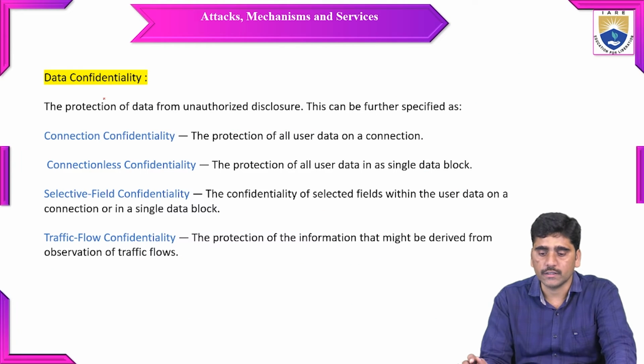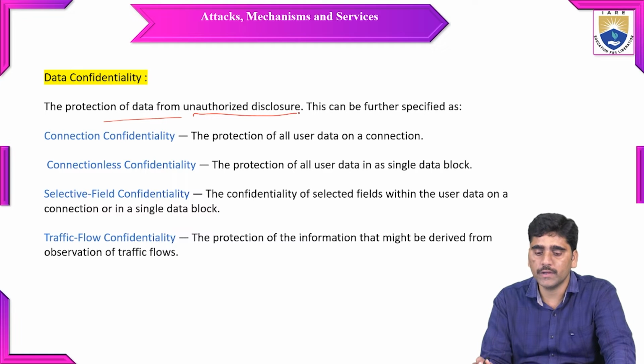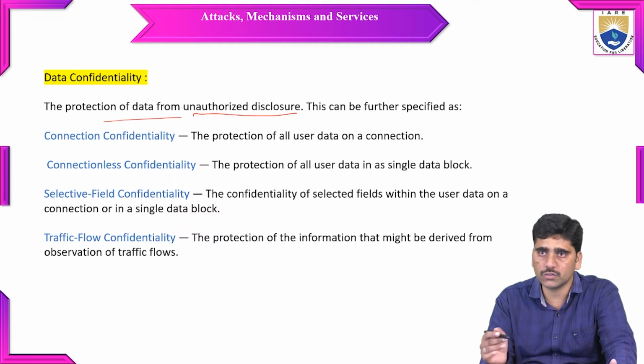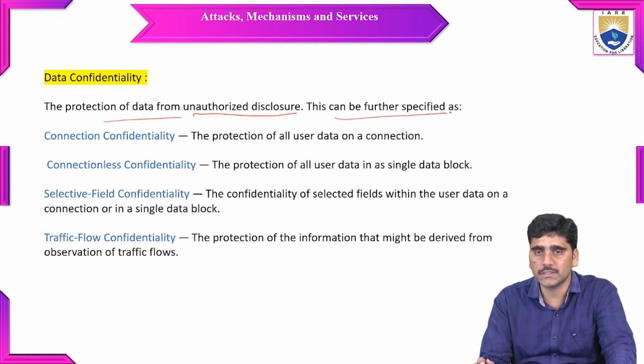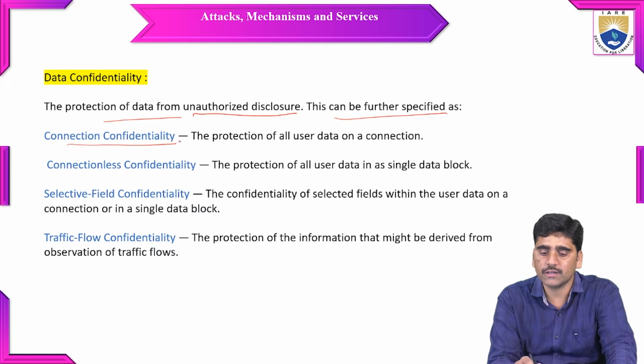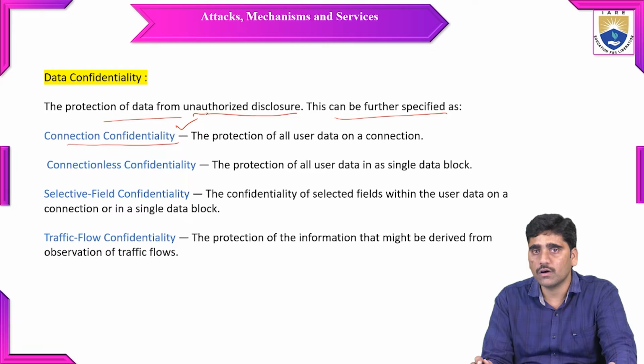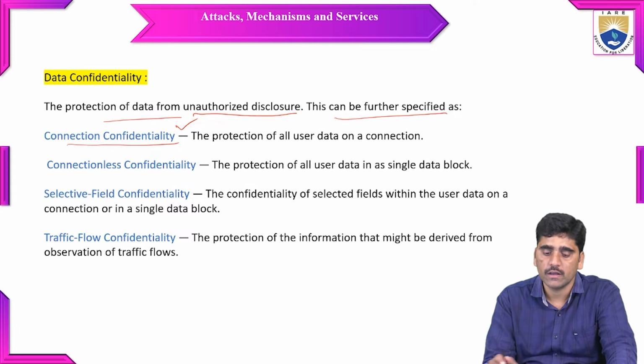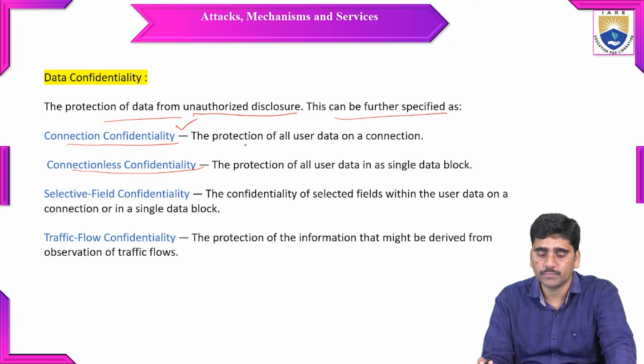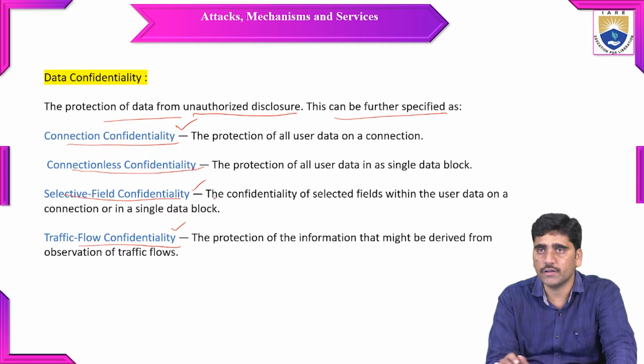And data confidentiality. The protection of data from unauthorized disclosure. That means we are going to show the data only to those who are authorized to the system or to the network. This can be further specified as, first, connection confidentiality, where you show the connection only to authorized persons. And similarly connectionless confidentiality, selective field confidentiality, and traffic flow confidentiality.